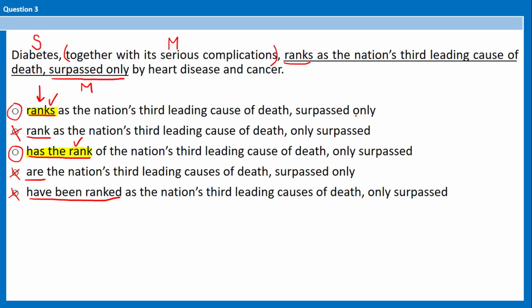Then you have another split, surpassed only versus only surpassed. Now in general, avoid the word only next to a verb or verbal form, okay? Avoid that. The shortest and most concise expression is number one.